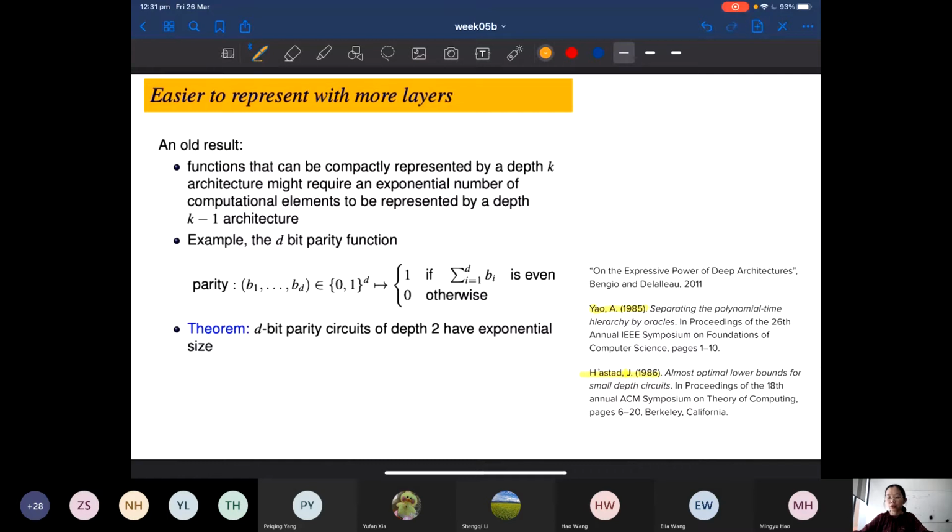An overview of this result was narrated in Yoshua Bengio's paper in 2011. And Yoshua won the Turing Award for deep learning two years ago, in 2019.